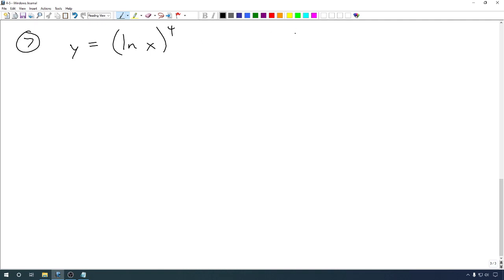We could simplify this if it's the natural logarithm of x to the 4th. This is just equal to 4 times the natural logarithm of x. But if the power of 4 is on the outside of the logarithm, we can't do that. These are not the same thing.